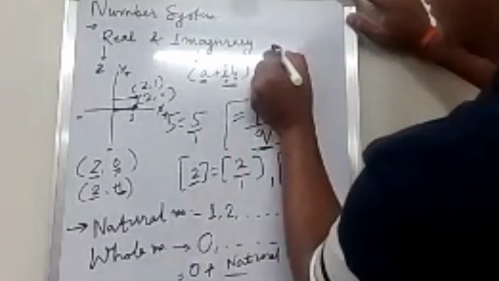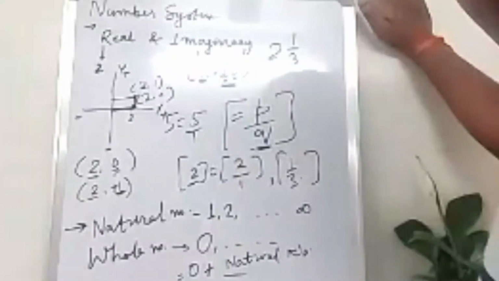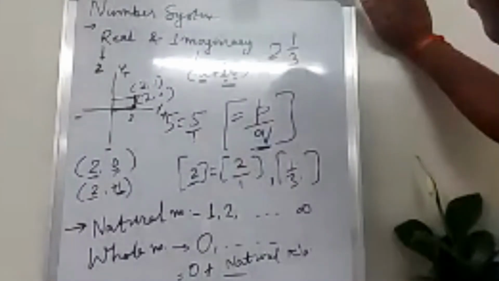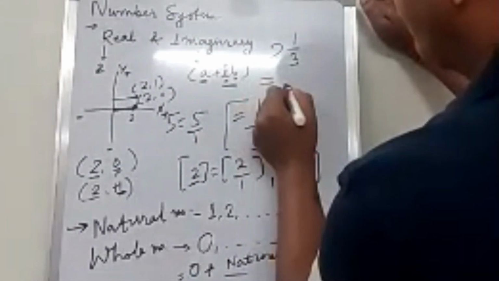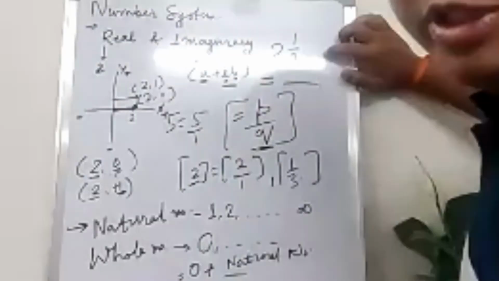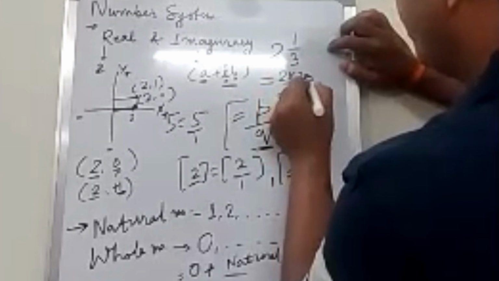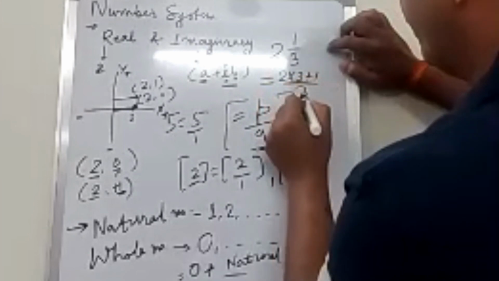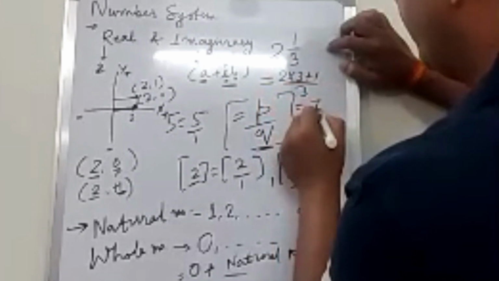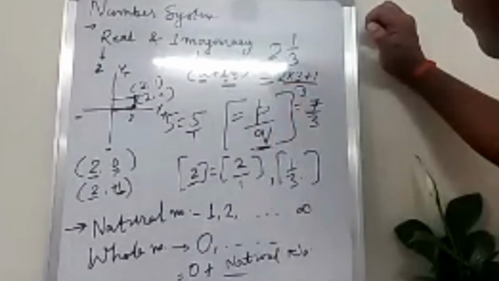Fraction can also be like this: 2, 1 by 3, right? Actually, this is a complex form of fraction. If you want to simplify it, what do we do? 2 multiplied by 3 plus 1 divided by 3, which means 7 by 3, right?